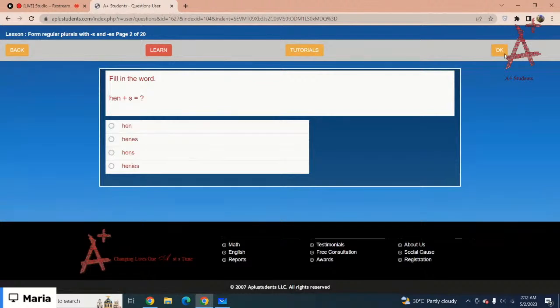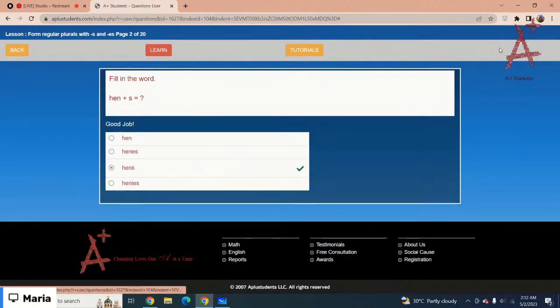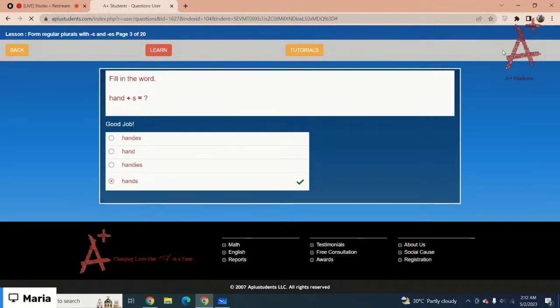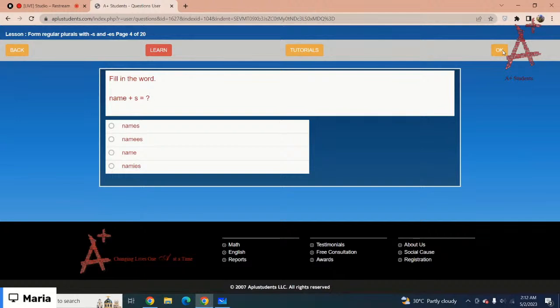Hen and s, so it makes hens, H-E-N-S, hens. You just have to add s with the spelling. Hand plus s. It is hands. The last option is the correct one. Name and s.